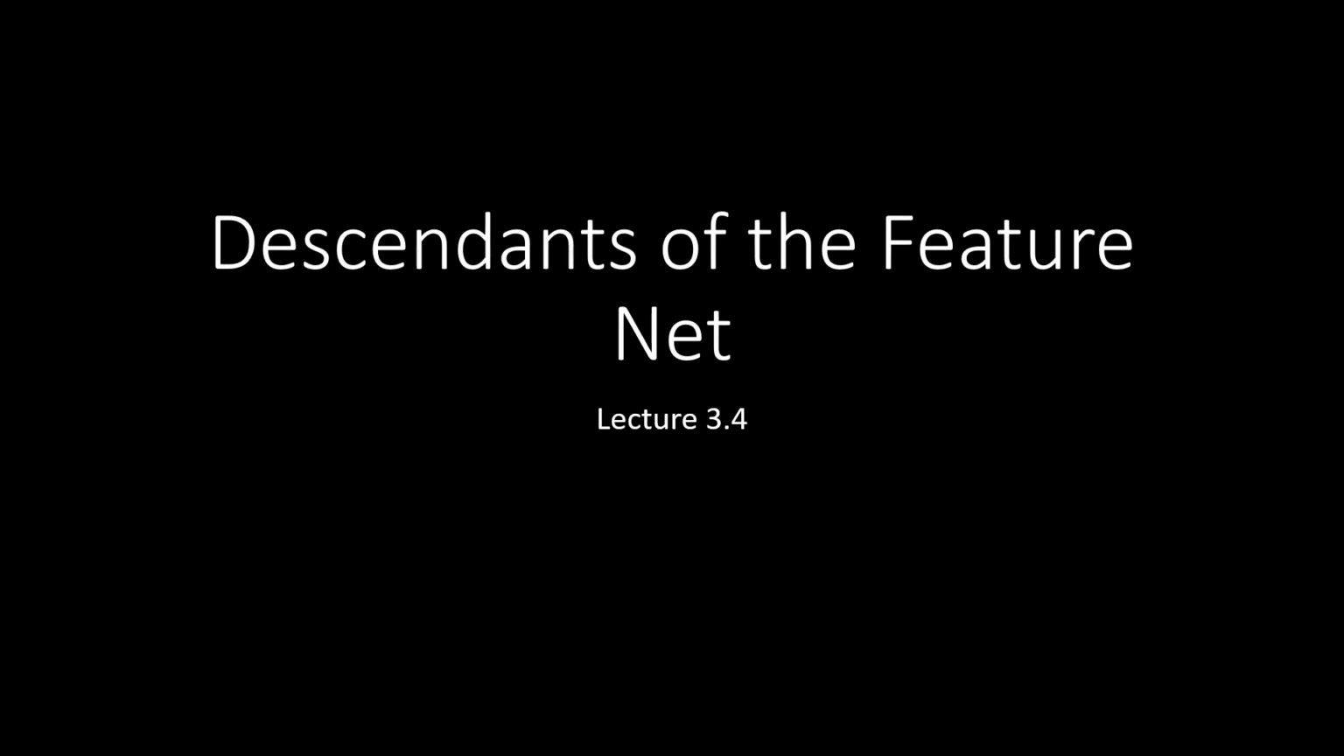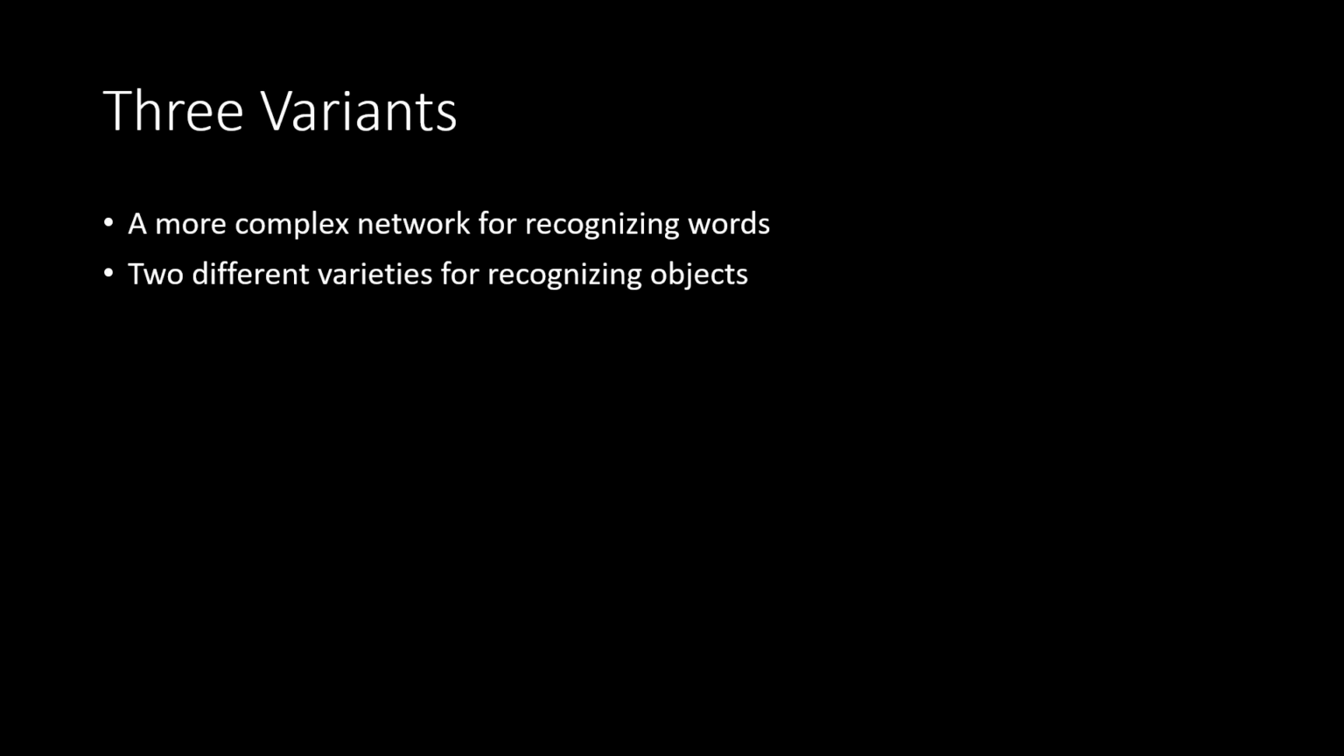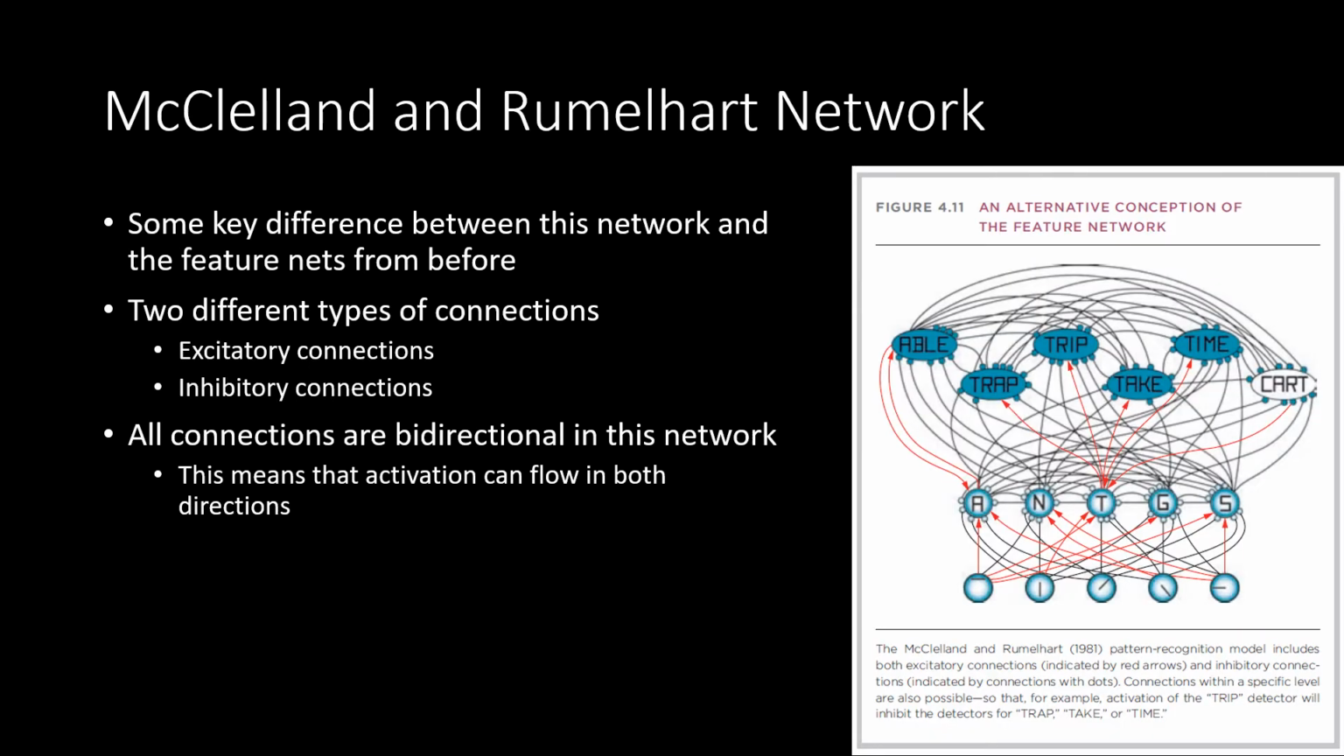For this section of the lecture, we're going to talk about the descendants of the feature net, or more modern versions of the same basic principles. The three variants we'll talk about are a more complex version for recognizing words, and two different varieties that are meant to capture the ability to recognize various objects. The first is referred to as the McClelland and Rumelhart network. It is named after the two people who designed this network.